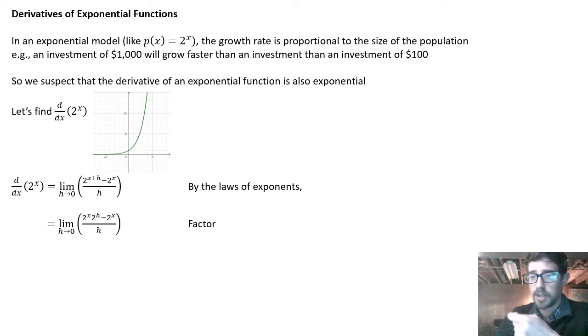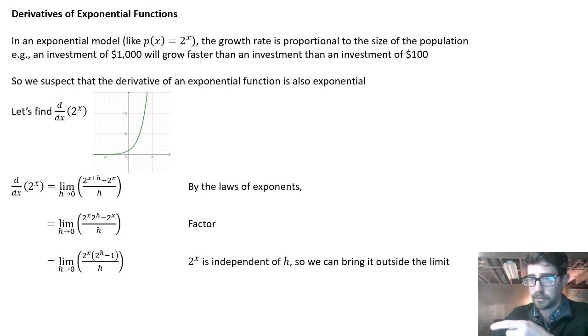So once we do that, we see that the numerator, both terms, have a common factor of 2 to the x, so we factor it out. We've got 2 to the x times 2 to the h minus 1 over h, right? That's what you get left over. And then that multiple of 2 to the x doesn't involve h. So whatever's happening as the limit as h goes to 0, 2 to the x is unaffected by that, right? It's unaffected by the limit, so we can just bring it outside and then deal with whatever's inside. So finally, this derivative is 2 to the x times the limit as h goes to 0 of 2 to the h minus 1 over h.